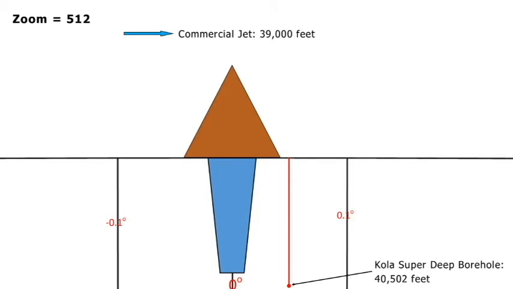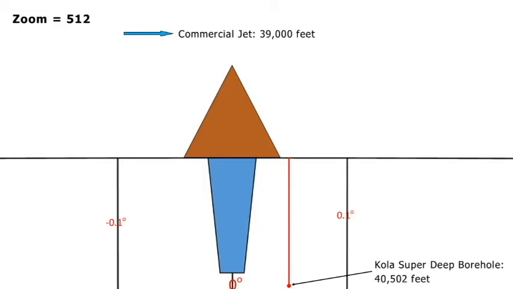A commercial jet flies at about 39,000 feet, so it's a little higher than Mount Everest, the cruising altitude of a commercial jet. Now, as I start zooming out, none of the symbols are going to change, but I may drop some of the words, like the 39,000 feet commercial jet, just to conserve space, because as we zoom out, things are going to start looking really tiny.